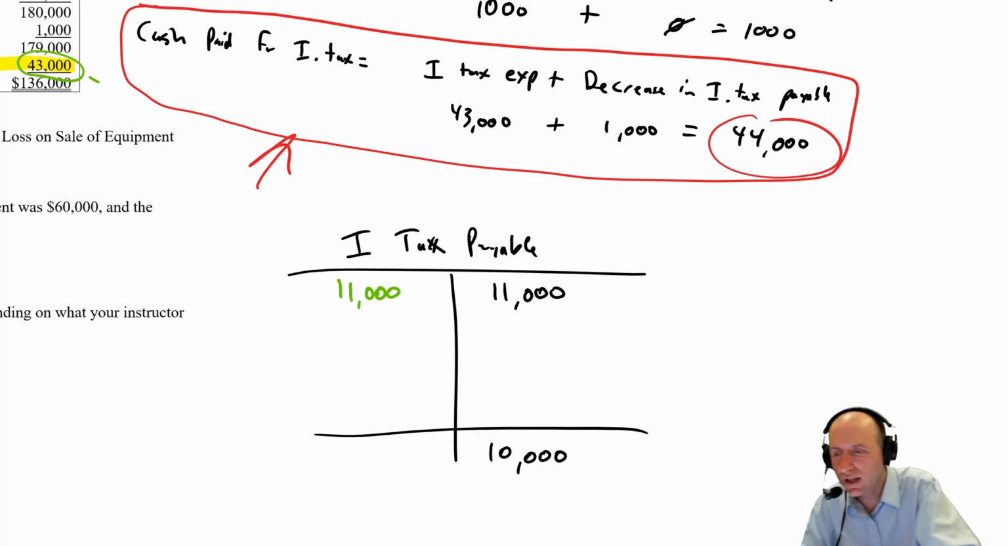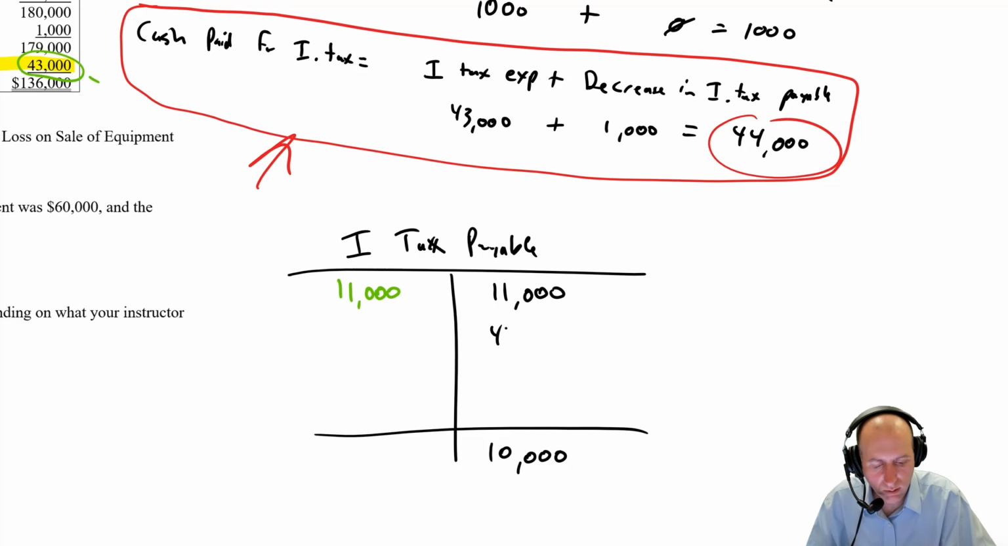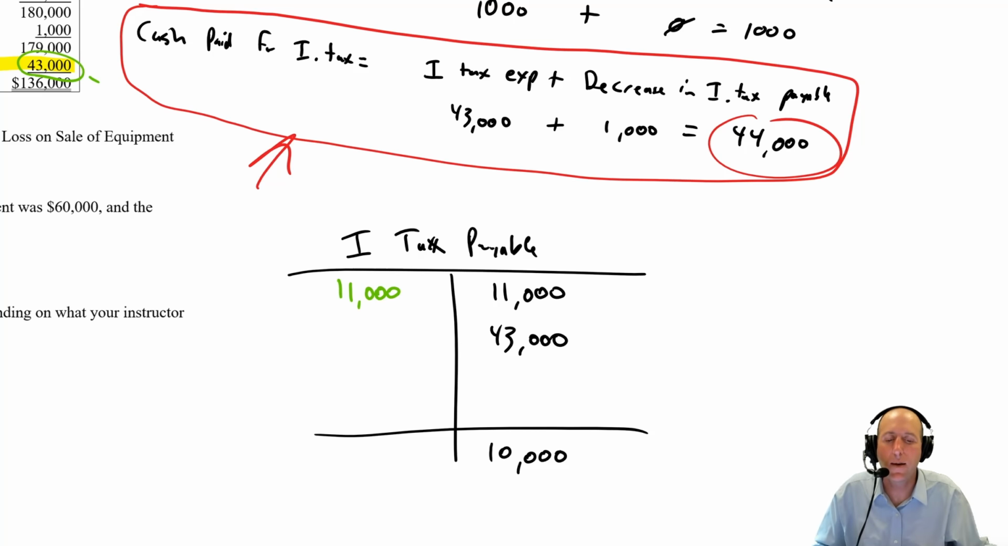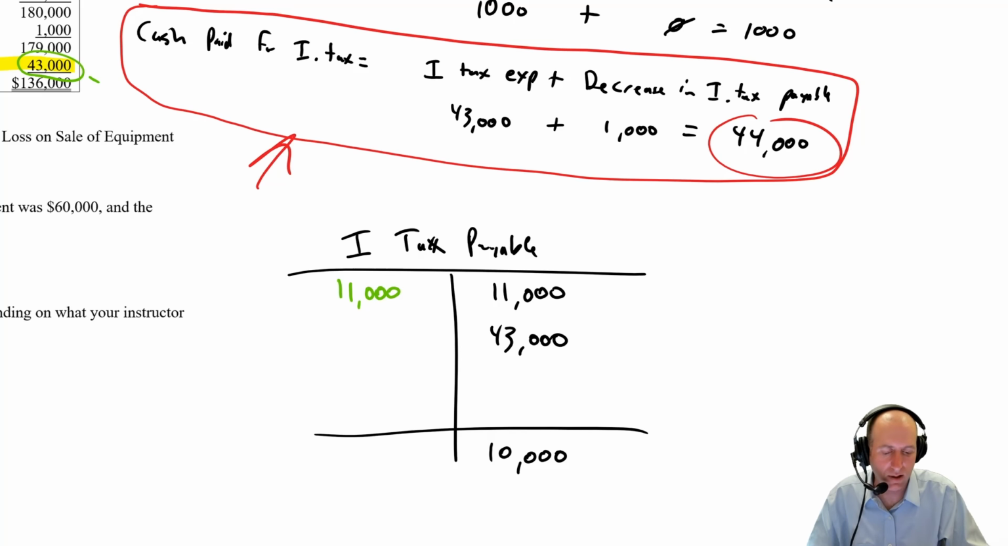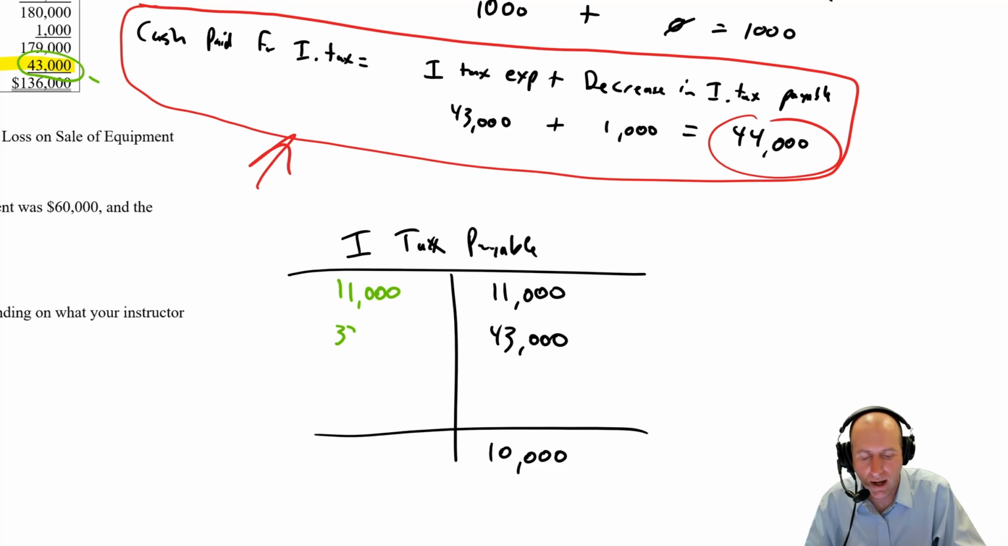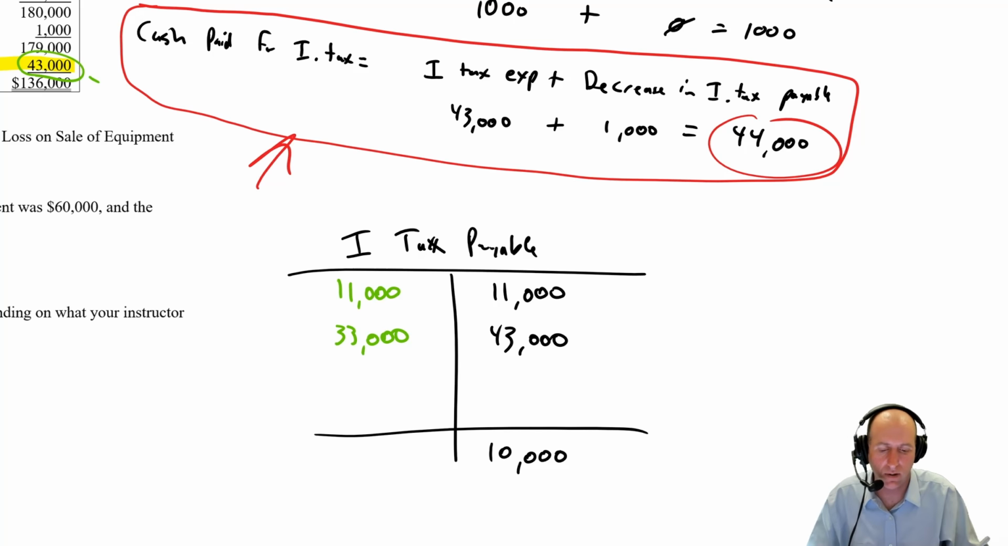So during the year, $43,000 in income taxes became payable. Now, we know they didn't pay all $43,000. How do I know that? They ended up with $10,000 left in their payable. So how much did they pay in income tax? Well, they owed 43, they have 10 still owing. They must have paid $33,000 of their income taxes to end at $10,000.